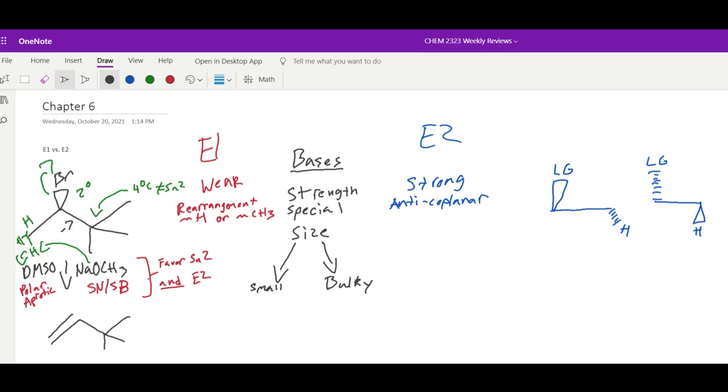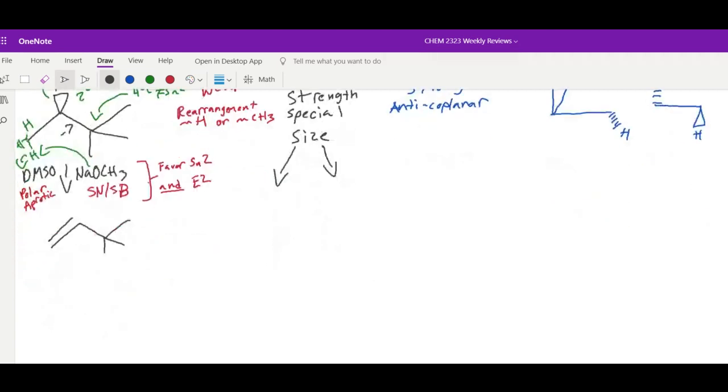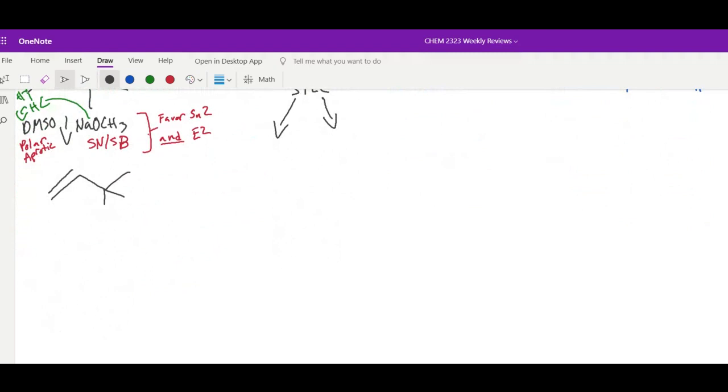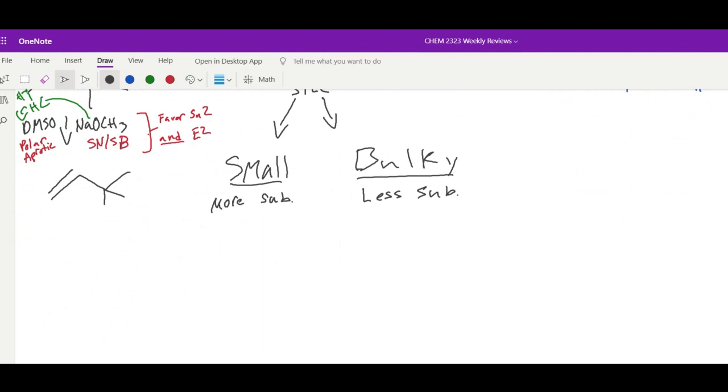Okay, let me actually write this a little bit bigger. Let's see if I can scroll also to get some more room. Small and bulky. Small is going to be the more substituted product, and bulky base is going to have the less substituted product. Okay, sub means substituent, not substitution.